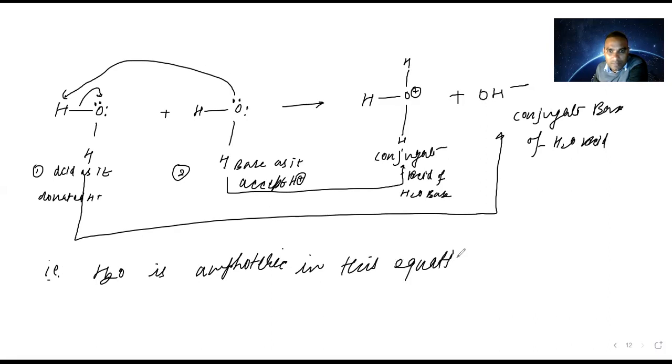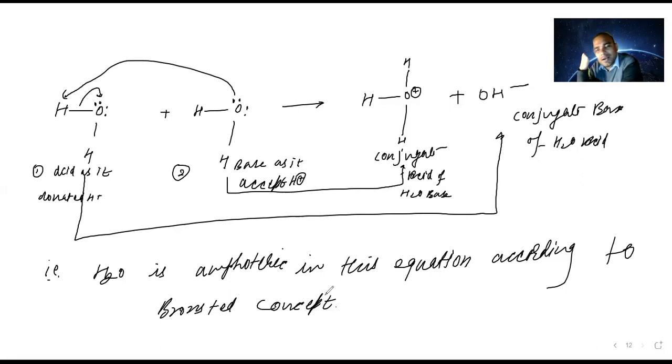It can donate and accept a proton, H plus ion, simultaneously. Amphoteric in this equation according to what concept? According to the Bronsted concept. So the last one is amphoteric because of the Arrhenius concept, but here it is because of the Bronsted. Are you able to understand this? Yeah. Okay. Can I erase this?